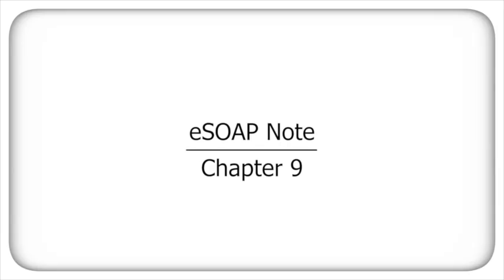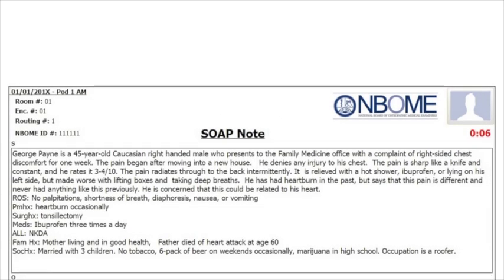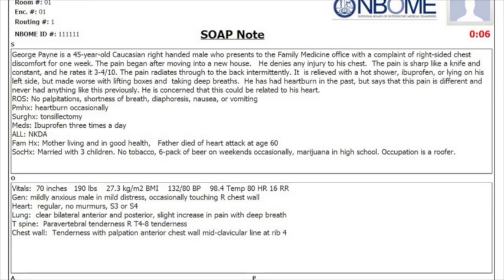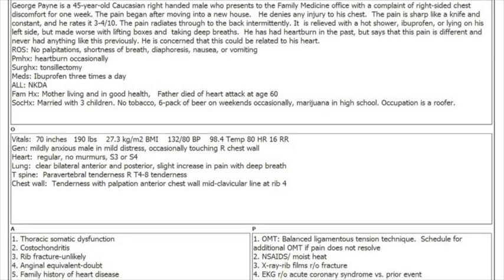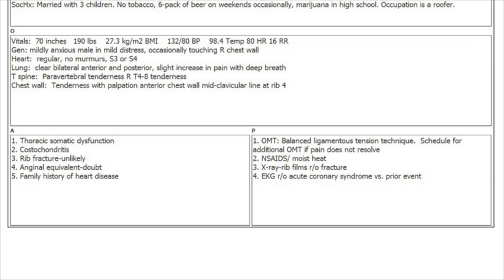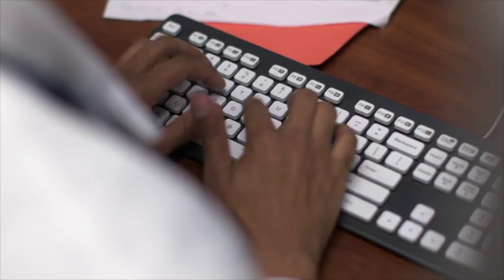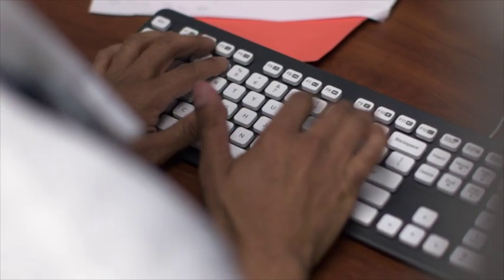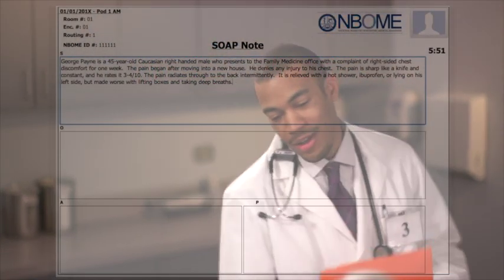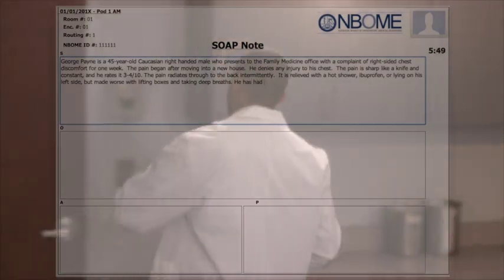eSOAP note. The electronic SOAP note, or eSOAP note, represents an opportunity to demonstrate your documentation skills and to formulate a differential diagnosis, diagnostic and treatment plan using keyboard data entry to complete the SOAP note portion of the encounter. Your electronic SOAP note will stand alone in representing your evaluation and documentation of the case.